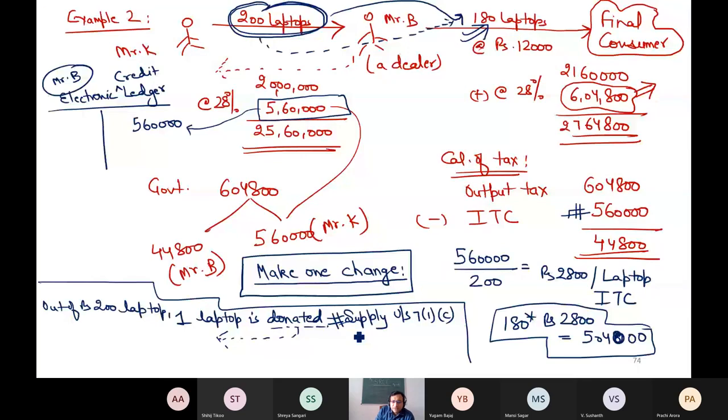Can anyone throw some light whether it is a supply or not? Can you think in this direction? Can anyone tell me, is it a supply or not? Yes, sir, it's a supply. Why? Because ITC is availed and even when consideration is not charged. Okay, any other answer? Is it a supply or not under 7(1)(c)?